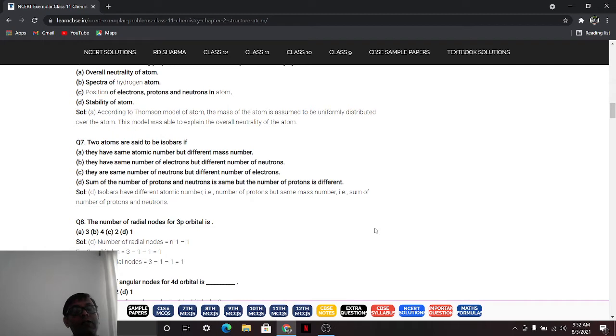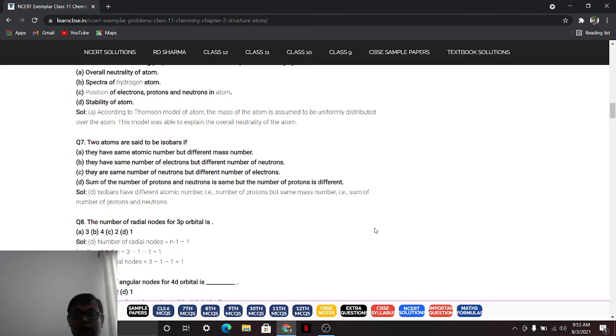The sum of the number of protons and neutrons is the same, but the number of protons is different. It is correct. Isobars have different atomic number. The number of protons is different, but the mass number is the same. We know that the sum of the number of protons and neutrons is what we call the mass number.